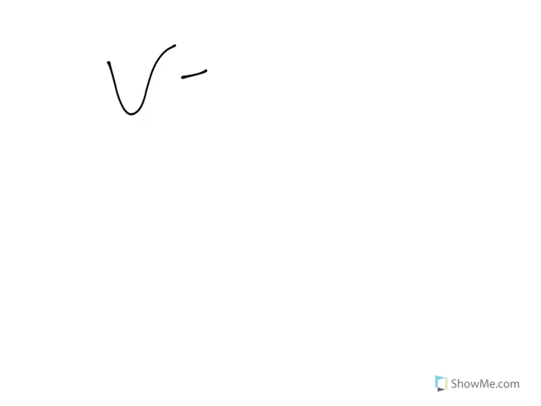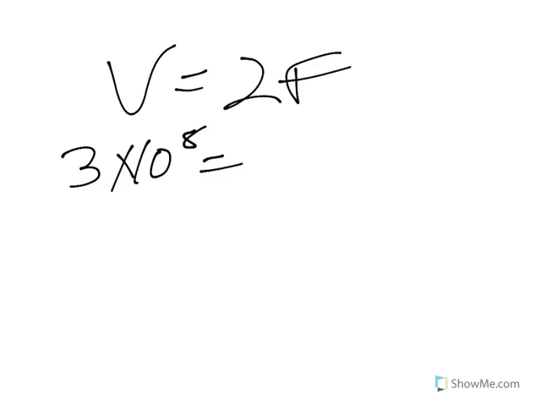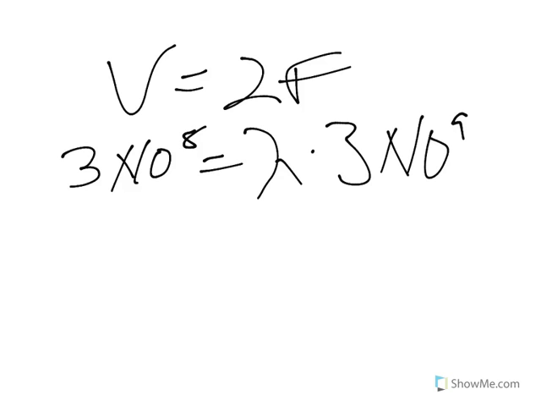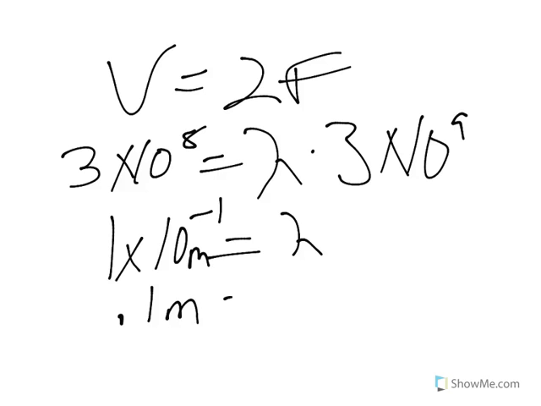Okay. Number 3. What is the wavelength of a microwave that has a frequency of 3 times 10 to the 9th? Well, we're doing v equals lambda f. So we do 3 times 10 to the 8th equals lambda times 3 times 10 to the 9th. If we do this, it should be 1 times 10 to the negative 1 meters, or 0.1 meters equals lambda. Alright? 0.1 meters equals lambda, which would be B.